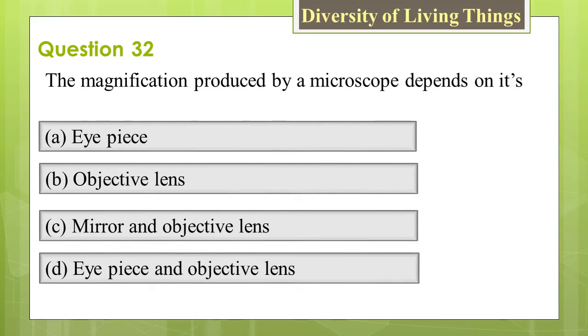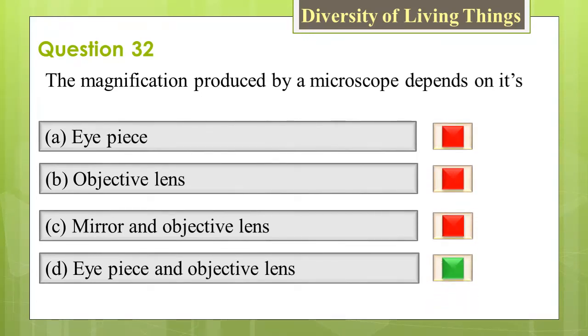Question 32. The magnification produced by a microscope depends on its A. eyepiece, B. objective lens, C. mirror and objective lens, D. eyepiece and objective lens. Which of the following alternatives is the best alternative? The best alternative is D. eyepiece and objective lens.